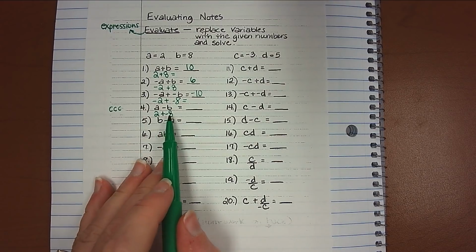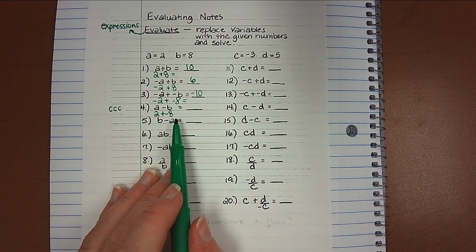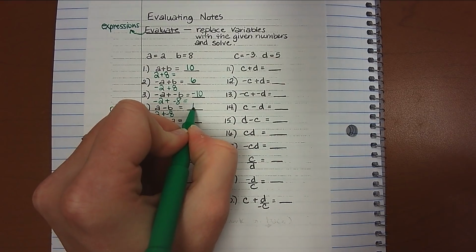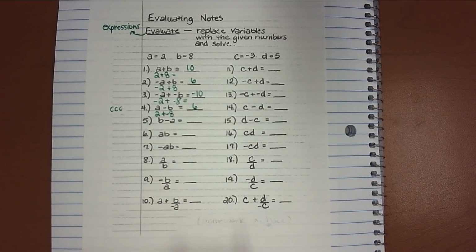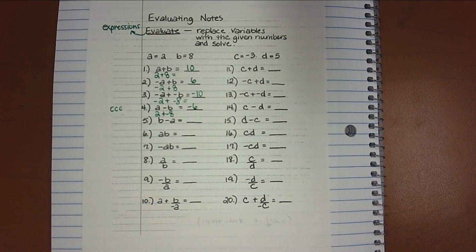Now we've got signs that are different, and I've got to think about my adding rules. And my adding rules tell me when signs are different, I subtract. 8 minus 2 is 6. And I keep the sign of the number with the greater absolute value. In this case, that's negative 8, so my answer has to be negative 6.